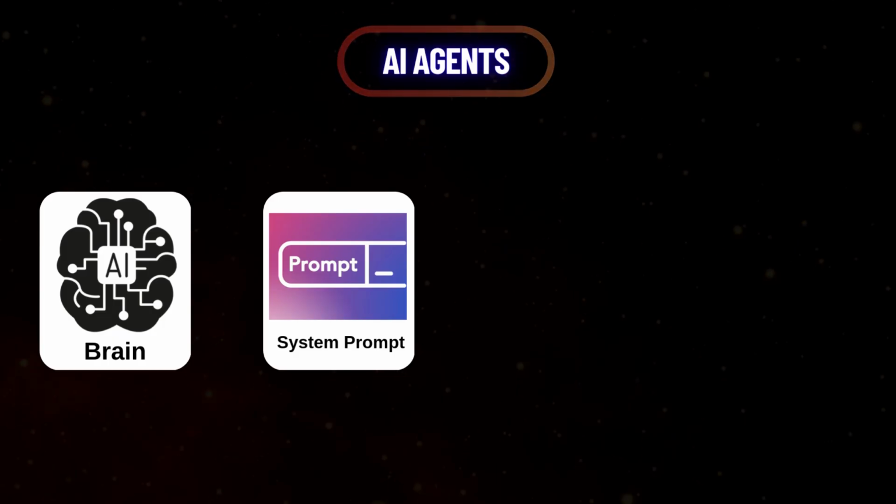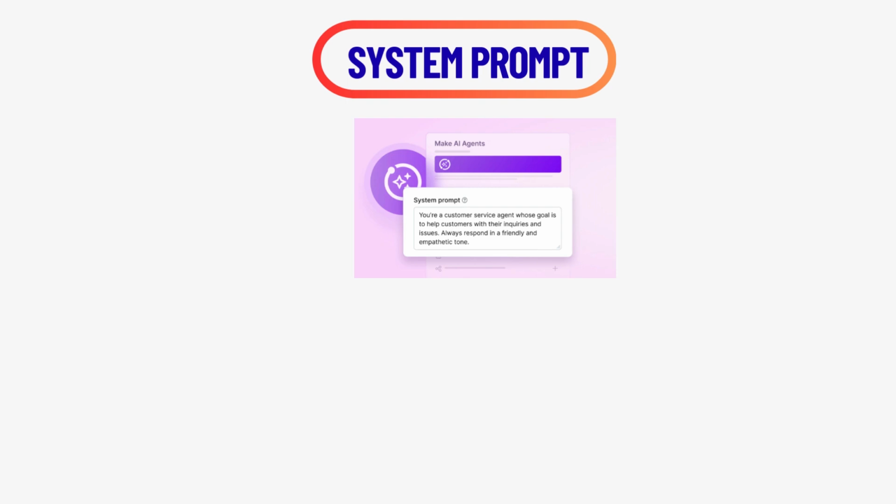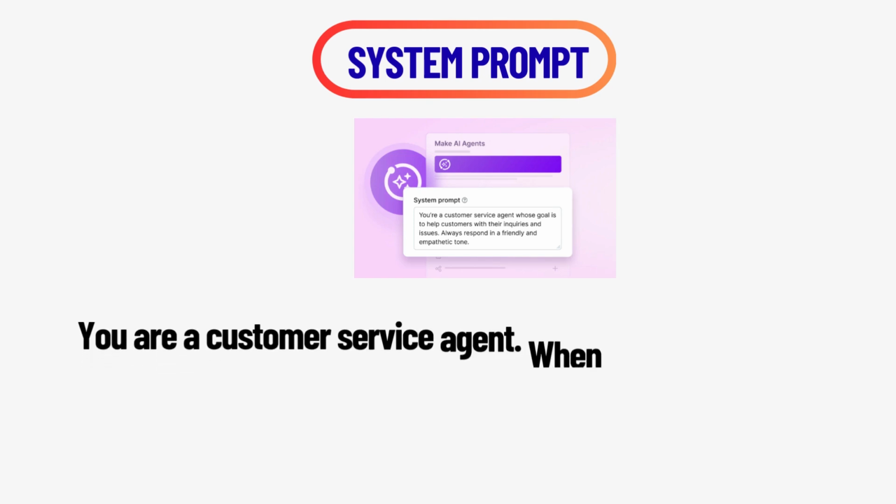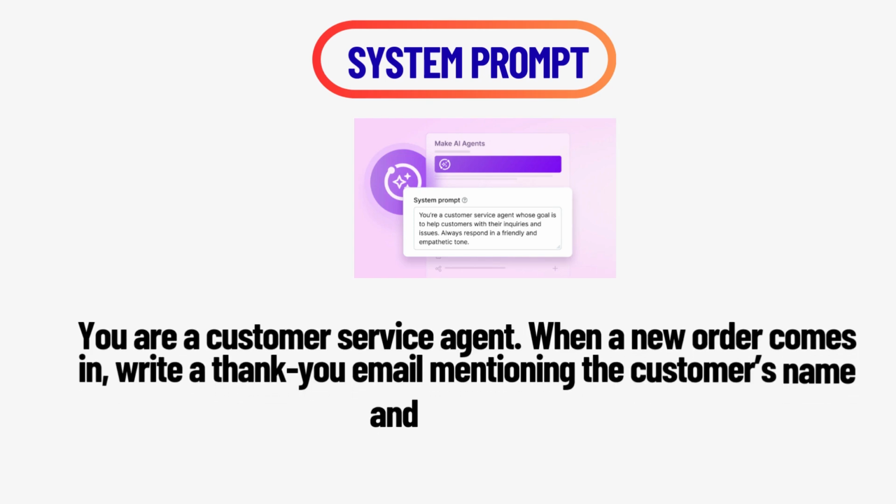Second is system prompt. What instructions will you give the AI? It's like the agent's job description. Example: you're a customer service agent. When a new order comes in, thank the customer by name and confirm their t-shirt size.